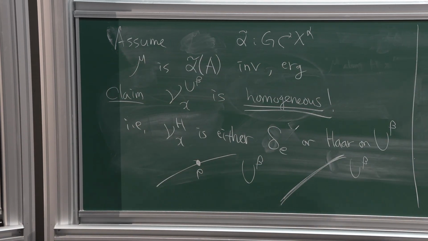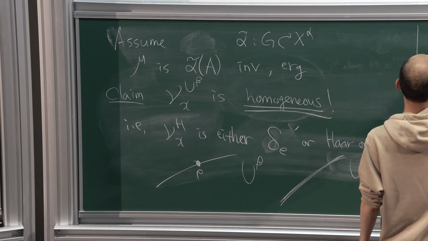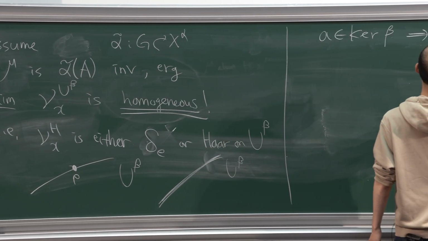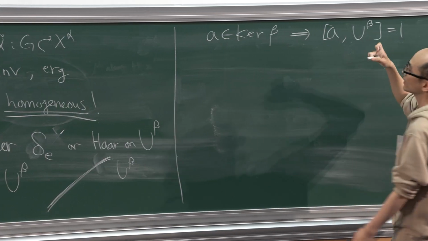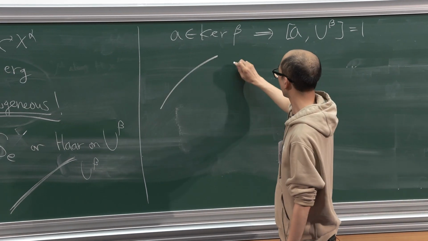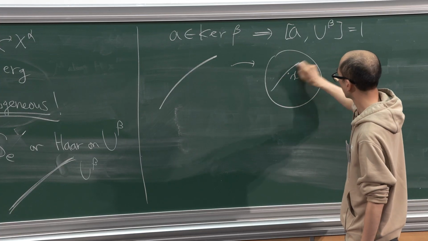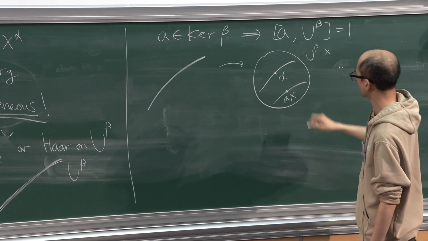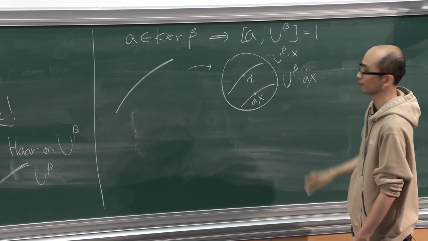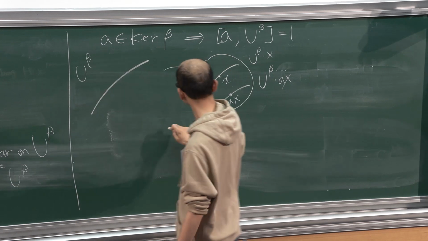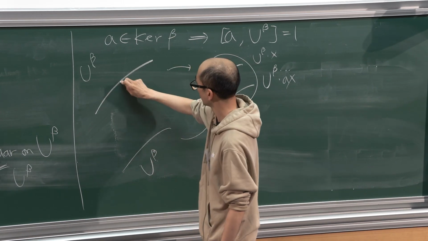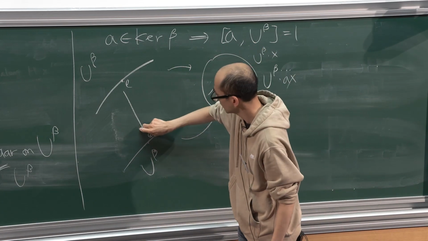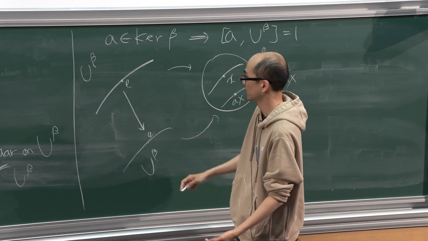OK, how can you do that? So now what I want to do is that because A is inside the corner of beta, that means A and U beta commute. And what does this mean in the actions? So I have x. This is U beta of x. And this is A of x, U beta of A of x. And then now if I go back to my parameterization, and this is identity and this is identity, the commutativity really means that this is just identity.